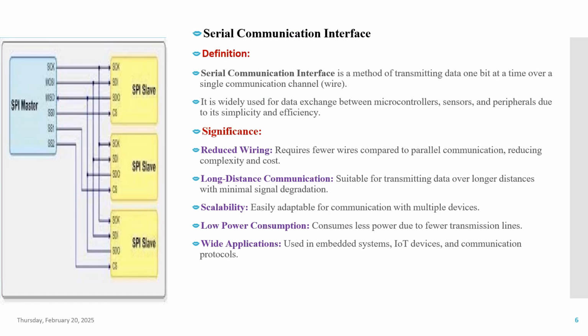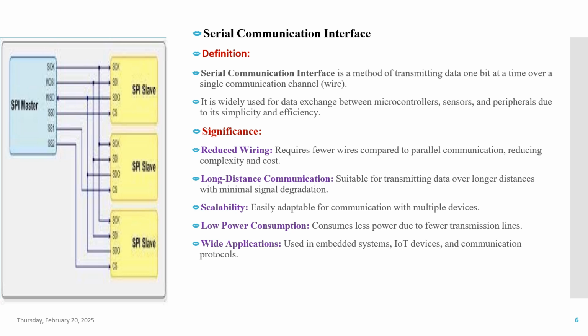So this is serial communication. How does serial communication work and what is it called? We all know a serial communication interface is a method of transmitting data one bit at a time over a single communication channel. It is widely used for data exchange between microcontrollers, sensors, and peripherals due to its simplicity and efficiency. It is essential for modern communication systems, particularly in embedded systems and IoT devices.